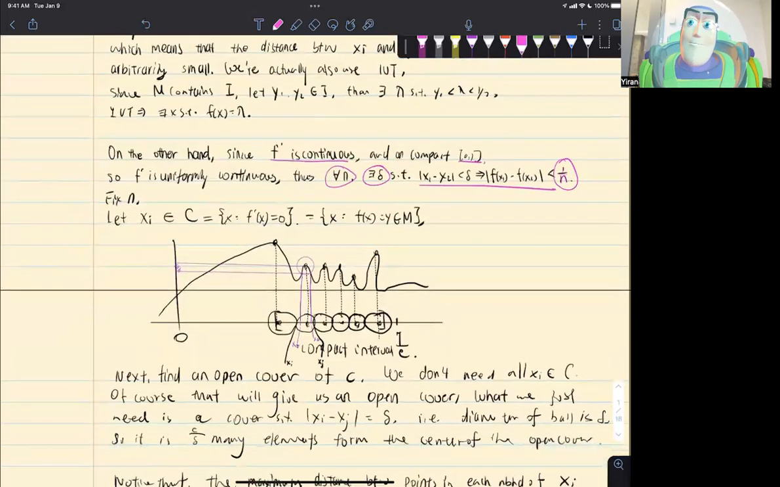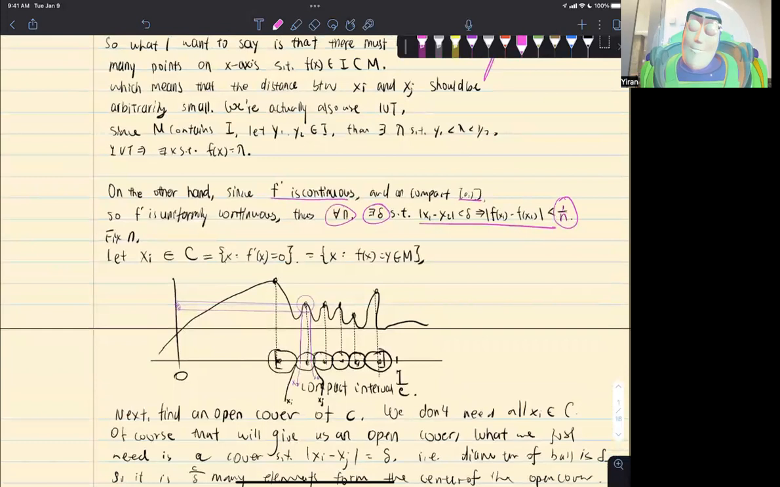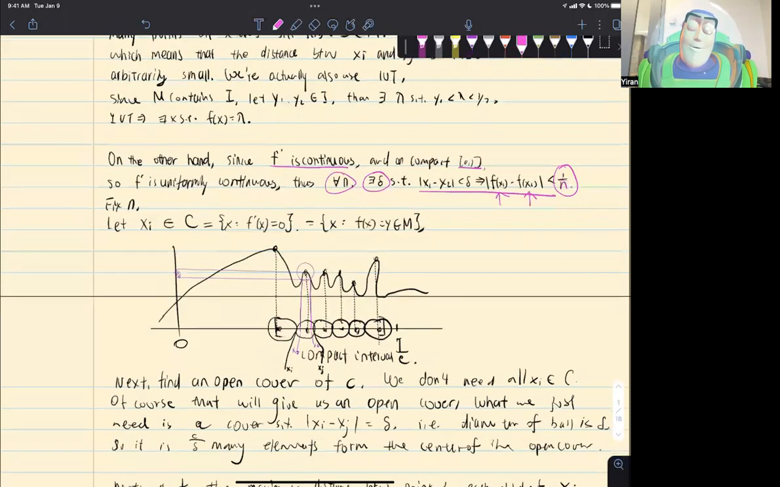Okay, and now let's fix n. This is the distance between any two points, f'(x1) and f'(x2), where x1, x2 can be any points in the domain. So in particular, recall we have I in M, right? And then we're defining C.